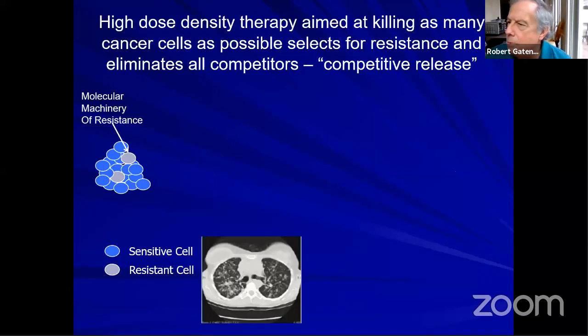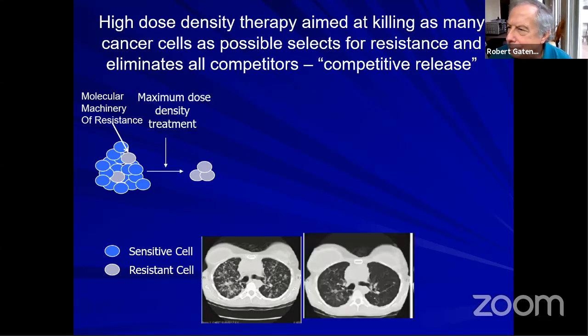So let me give you a very brief review of standard dogma in cancer therapy. It's basically fairly straightforward. Drugs or drug therapies are given essentially consistently, continuously, at maximum tolerated dose until progression.